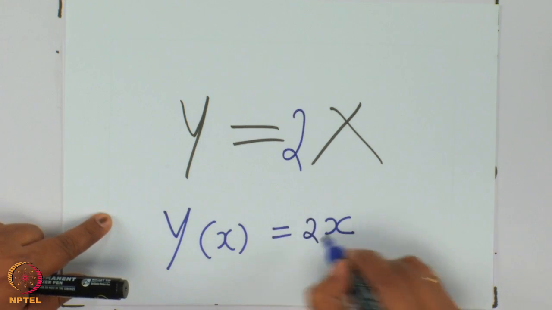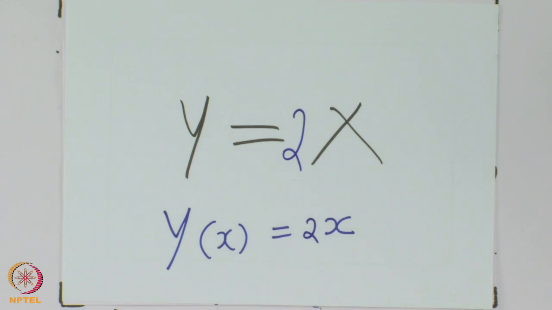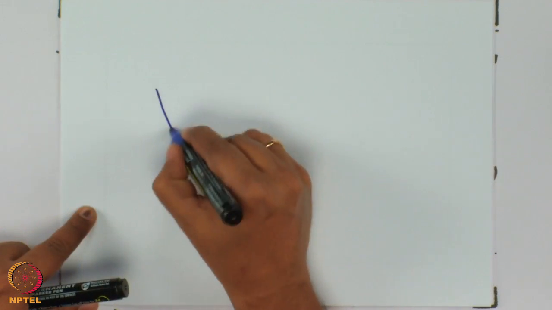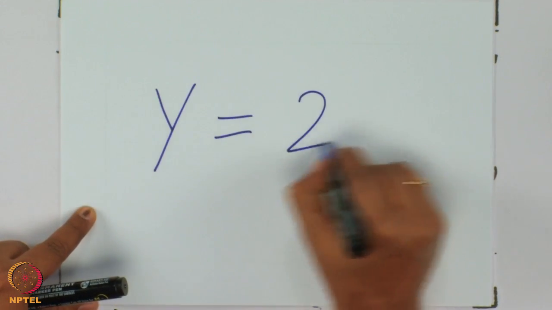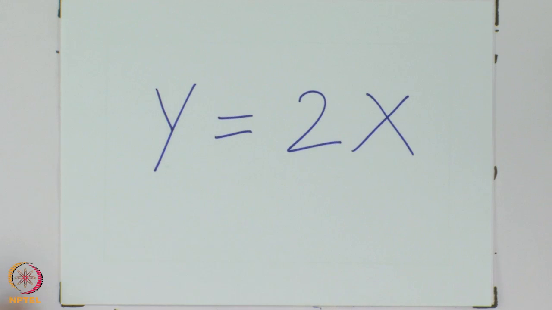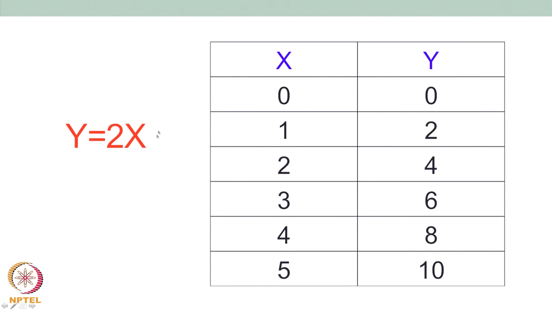So, you can put y is equal to 2x. This is the next level of complexity we can add. That is what we would see next in the slide, y is equal to 2x. So, what does it mean? For every x value, there is a y value that is 2 times that of the x value.